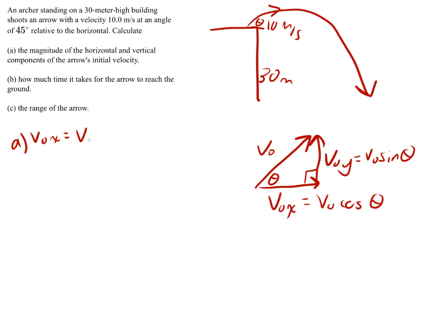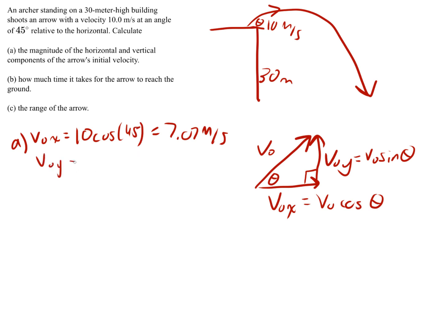Here is the magnitude. And we know that theta is 45 degrees. So this would be about 7.07 meters per second. You can write it in square root form, but I'm just going to write it like this. Probably should have specified the initial velocity as being 10 meters per second.